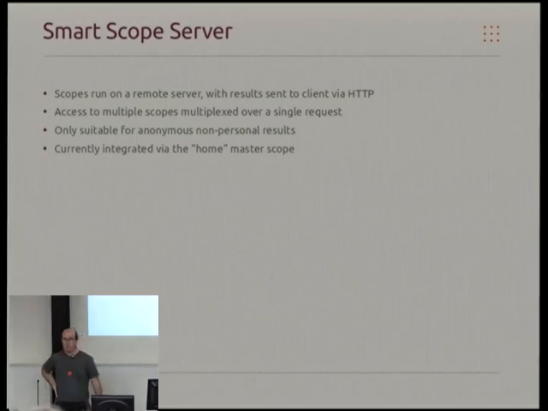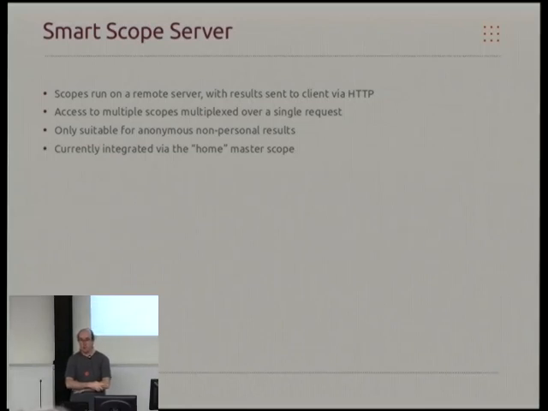The SmartScope server is only suitable for anonymous results at the moment, so other than geolocation, it'll provide the same results to everyone. We do some geolocation, so if we see you're in Australia, the online videos scope will provide you results for iView, but it won't give you BBC iPlayer and things like that, because we don't want to provide results which you can't actually look at.